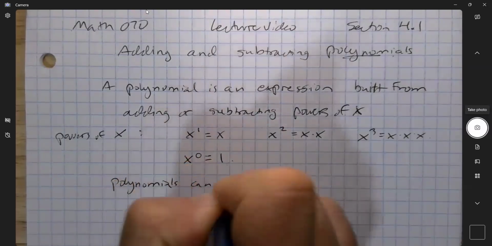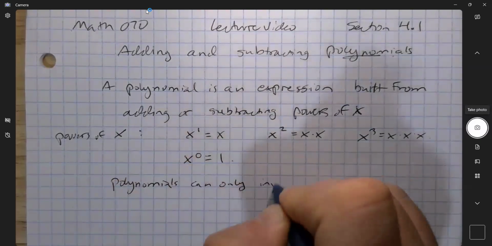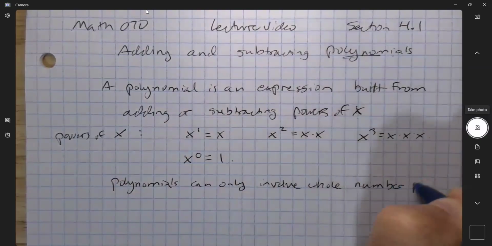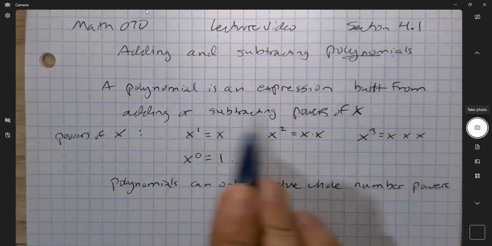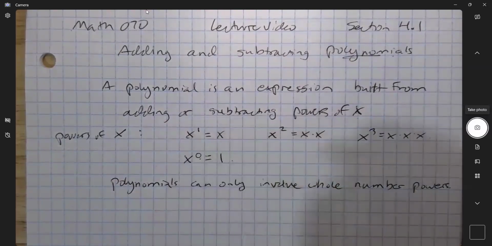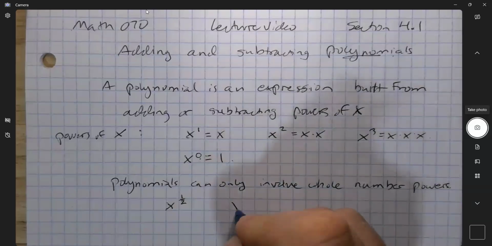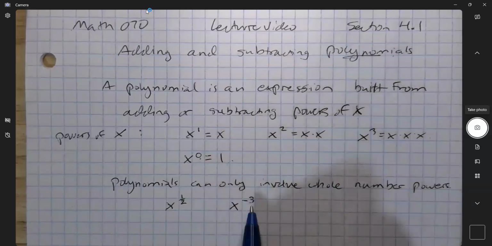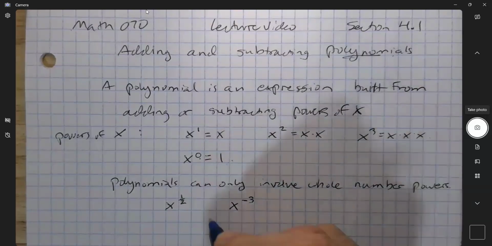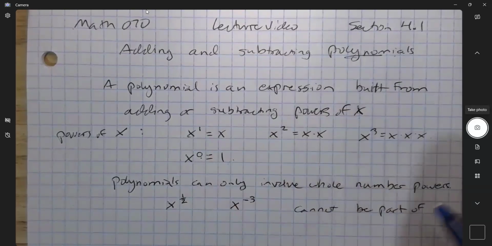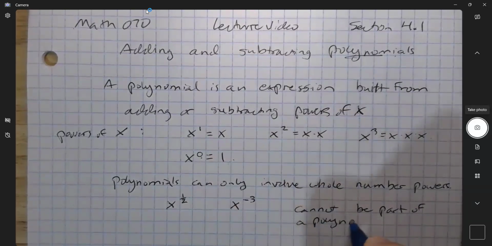Polynomials can only involve whole number powers. 1, 2, 3, 0, these are all whole numbers. If I try to put the power to equal 1/2, that's a power of x, but it cannot go in a polynomial. If I try to put the power of -3, that's a power of x, but these cannot be part of a polynomial because they are not whole numbers, 0, 1, 2, 3, etc.